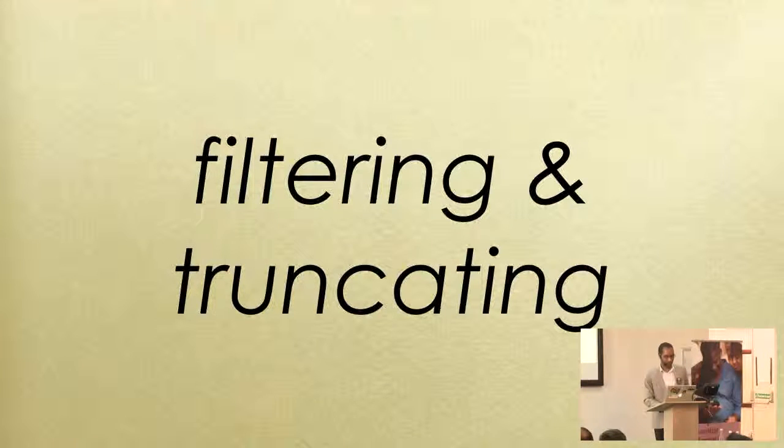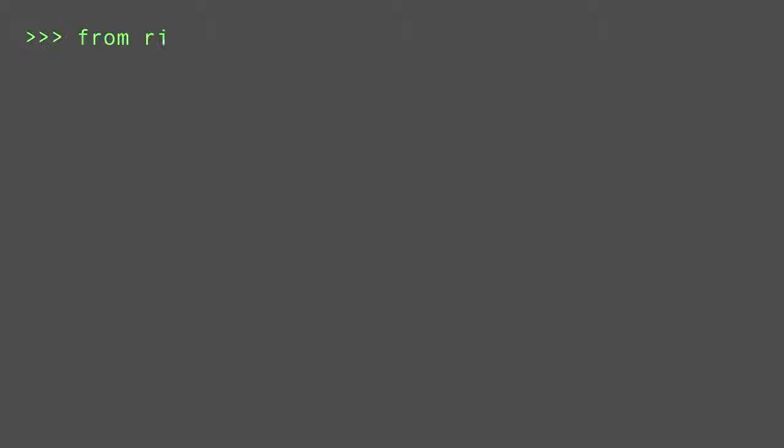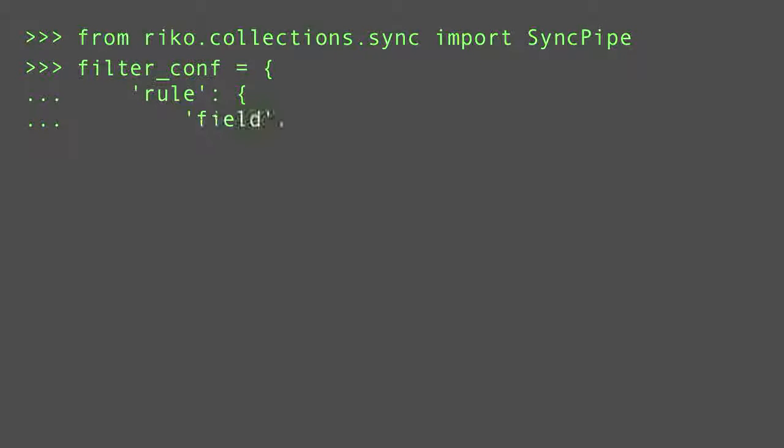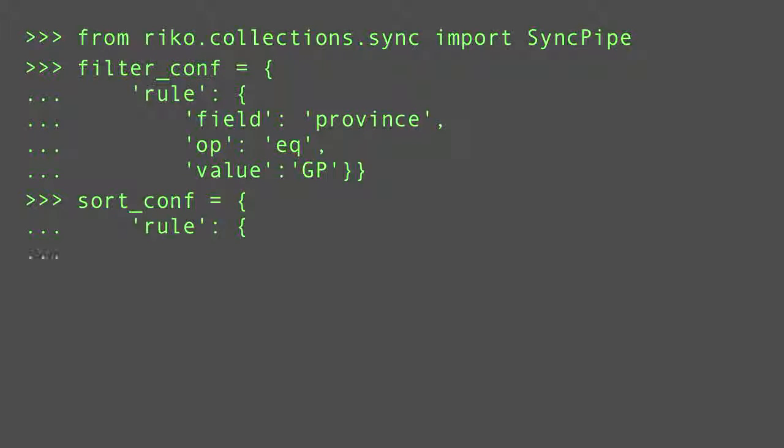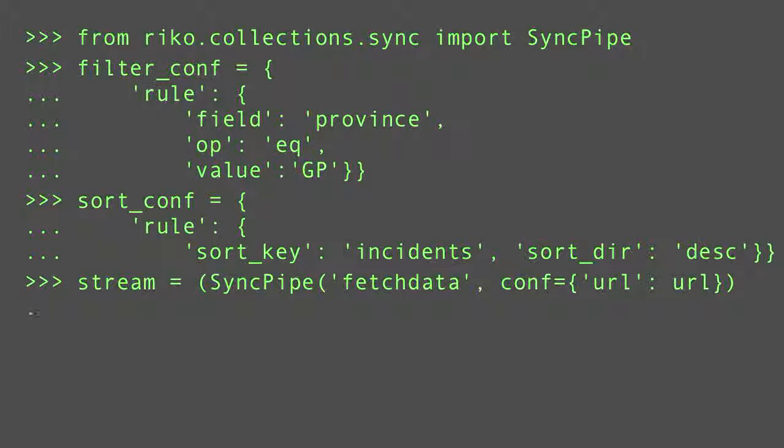Okay, so now we're gonna show a couple different things you can do. First, I'll just show you how you can filter and truncate. And here, again, since we're gonna be doing method chaining, we're importing this syncpipe class. So first, what you wanna do is you have your filter configuration. And here, we just wanna filter where the province is GP. And then we're gonna sort it, and we wanna sort it by the number of incidents.